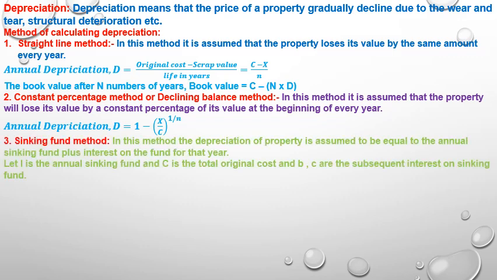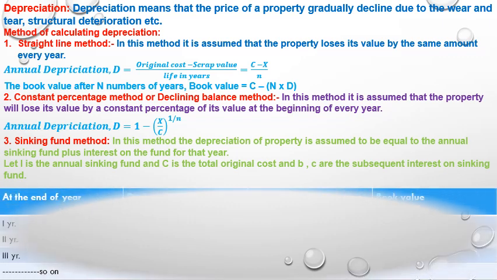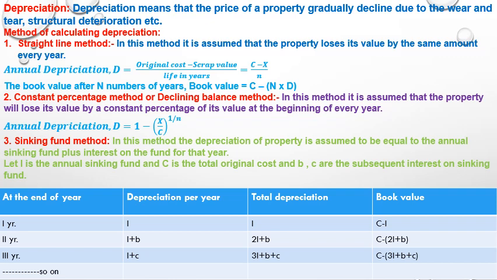Third one is the sinking fund method. In this method, the depreciation of property is assumed to be equal to the annual sinking fund plus interest on the fund for that year. Let I be the annual sinking fund, C the total original cost, and B, C the subsequent interest on sinking fund. Then this table will show at the end of first year, depreciation per year is I, total depreciation is I, and the book value is C minus I.